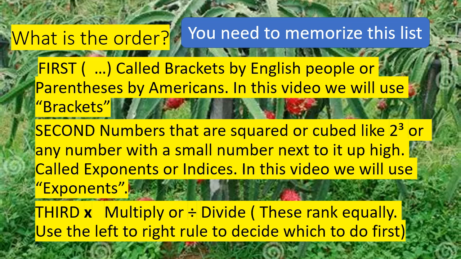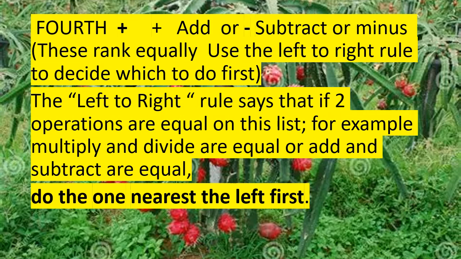And third on the list is multiply or divide. And these rank equally. So what do you do when things rank equally? You use the left to right rule to decide which to do first. We'll come to that in a moment. So fourth, there's add and subtract, or add and minus, plus and minus. These rank equally, so use the left to right rule to decide which to do first.